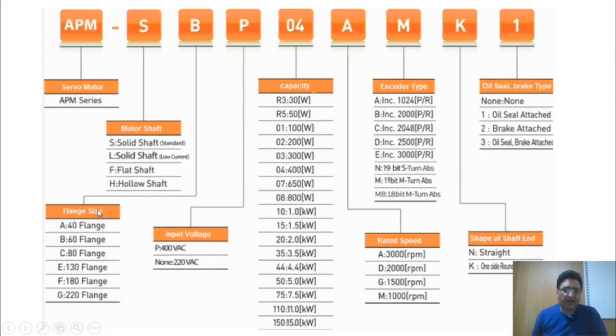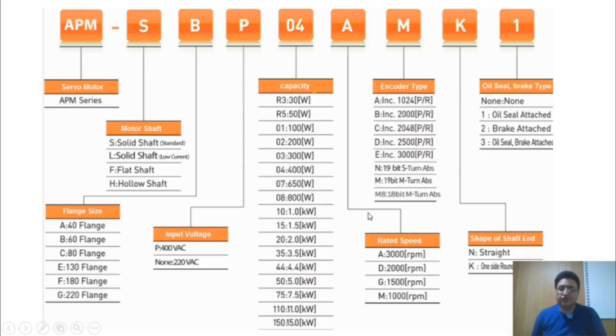The next letter indicates the flange size, and depending on our needs, we can choose one of these models. The following letter relates to the motor's input voltage. If the letter P is used, it's a three-phase 400-volt motor, but if nothing is used, it's a three-phase 220-volt motor. The next part refers to the motor's capacity. In the LS brand, we have capacities ranging from 30 watts up to 15 kilowatts, and depending on our needs, we can choose one of these models.